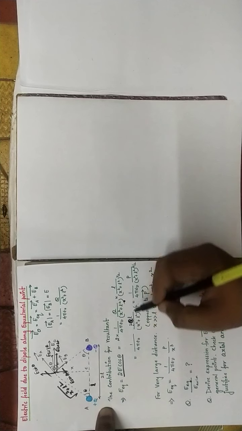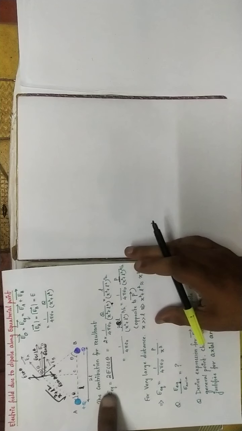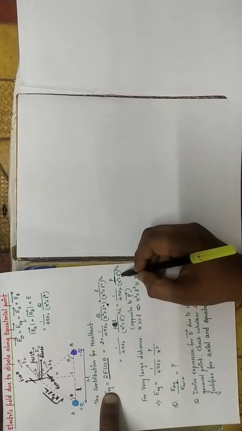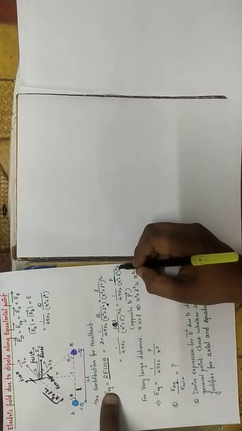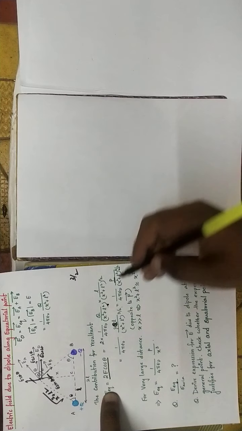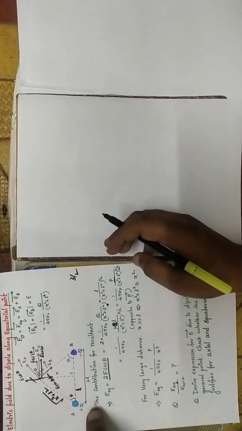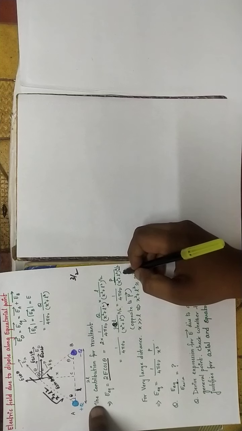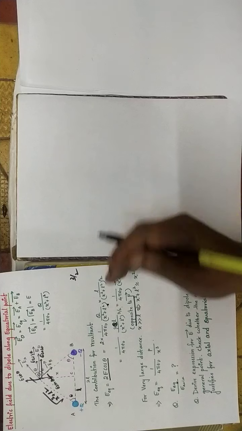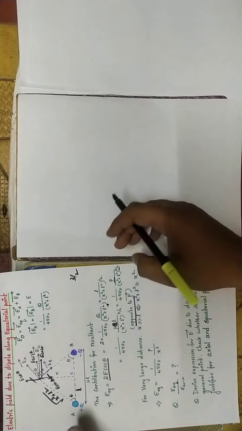2qL is nothing but p. Then carefully write down, students, you will get the expression 1 by 4 pi epsilon naught p by (x square plus L square) whole power 3 by 2. Okay, it's 3 by 2. In the earlier case you got 2p, here you got only p. So that is the only difference, and in the denominator there is a slight change. The direction is going to be opposite to the p vector, that is from positive charge to negative charge, whereas in axial you got it from negative charge to positive charge.